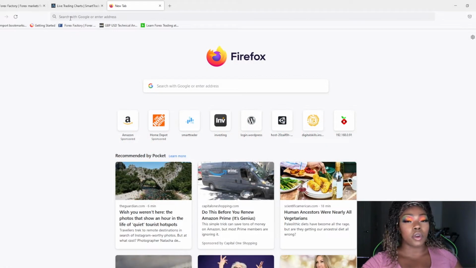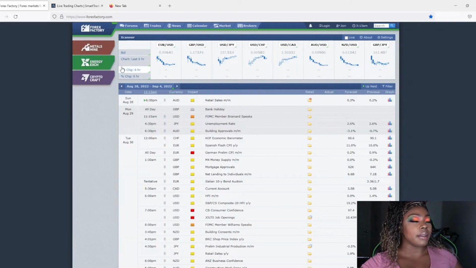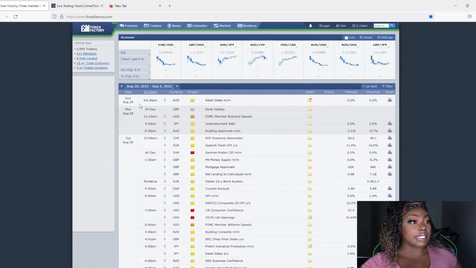First things first, we are going to take a look at the news. For that, I like to use the Forex Factory website. Again, like I said, today is Sunday, so we don't really have anything going on, nothing major. Monday, we have a bank holiday for the British pound. For the US dollar, we have FOMC members speaking. Monday is a pretty light day.